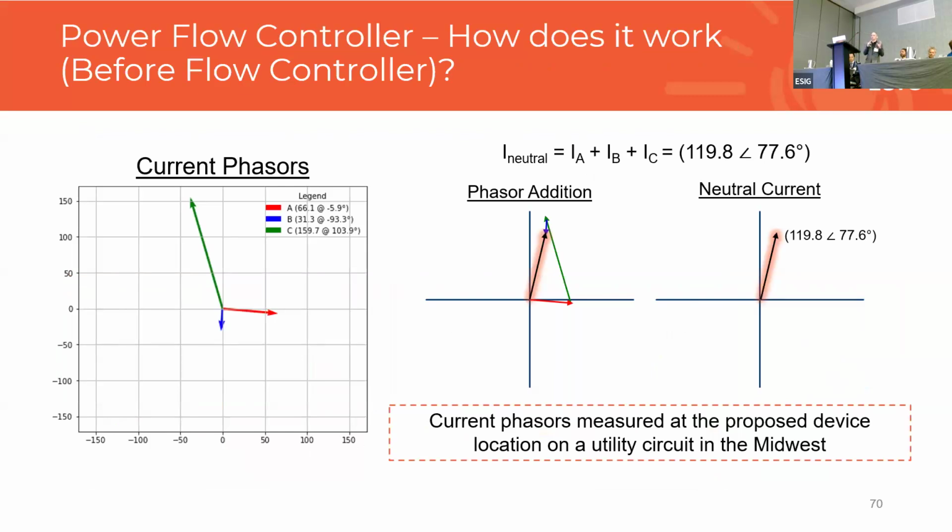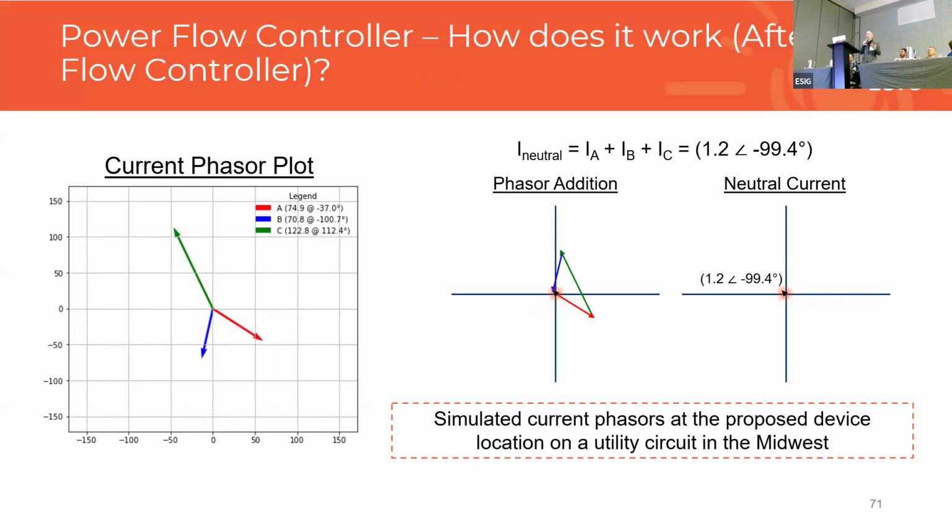And this is an example from a utility circuit out in the Midwest. This is before the device has been added to the system. You can see it's very unbalanced. C phase is very heavily loaded, B phase is light, and then A phase is kind of in the middle. You do your phasor addition, you end up with about 120 amps of neutral current. You add the device, and things are shifted slightly. Your magnitudes are much more balanced, but when you do the corrected phasor addition, your neutral current has come down near zero. We're at about 1.2 amps.